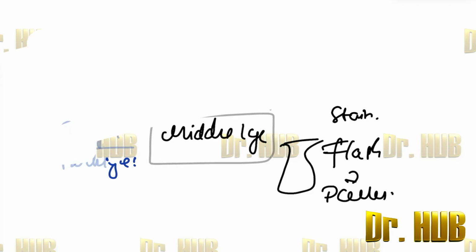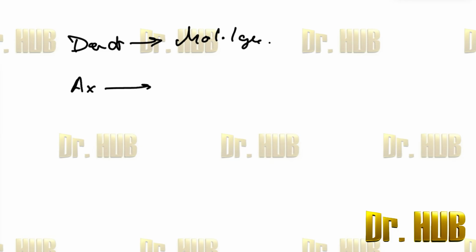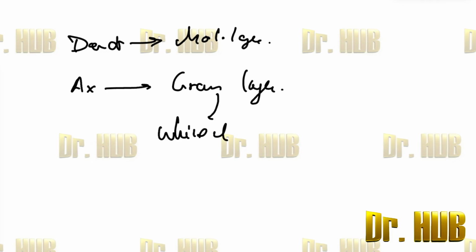The dendrites pass into the molecular layer, and the axons of the Purkinje cells pass to the granular layer, into the white matter, and synapse with the cerebral nuclei.